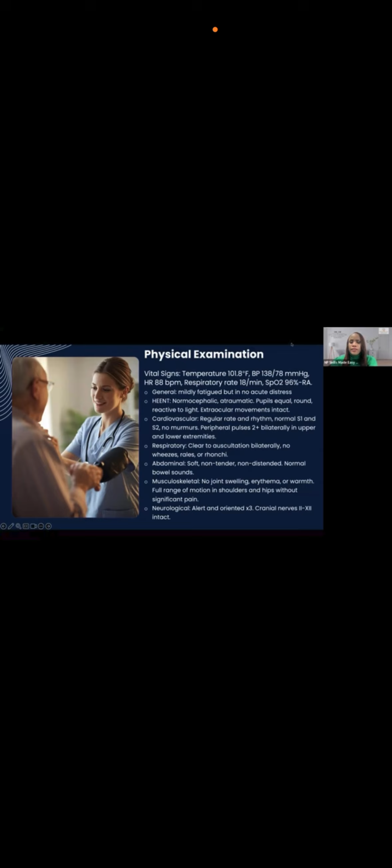So again, in this case, just keep in mind the patient's vital signs. You can see those: temperature 101.8, blood pressure 138/78, heart rate 88. Respiratory rate is 18, and SpO2 on room air is 96%.